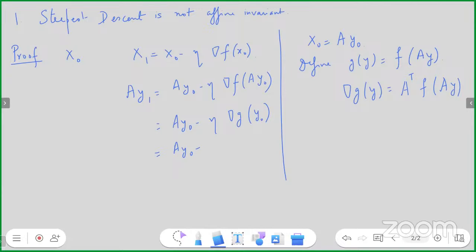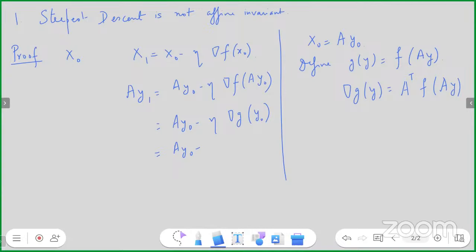If it was equal, then the gradient of f of x naught would be equal to the gradient of g of y, right? Because let's say that x1 is equal to AY1. So then x naught minus eta gradient of f of x naught is equal to AY1 minus eta gradient of g of y0. But x naught is equal to y0, we've taken that already. So that's the only thing. And eta is the same. So you have that gradient of f of x naught is equal to gradient of g of y.